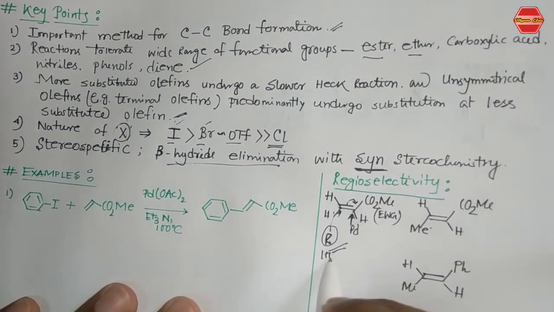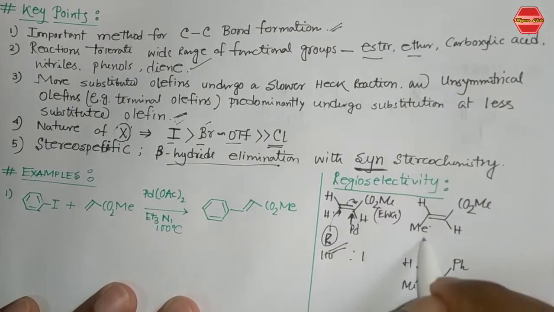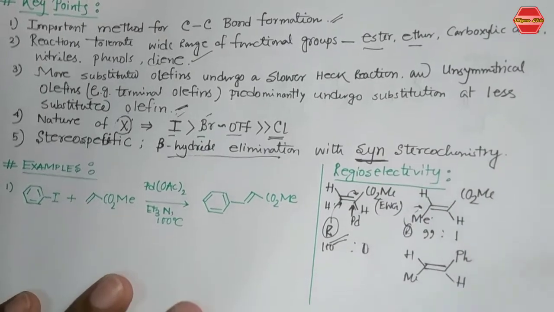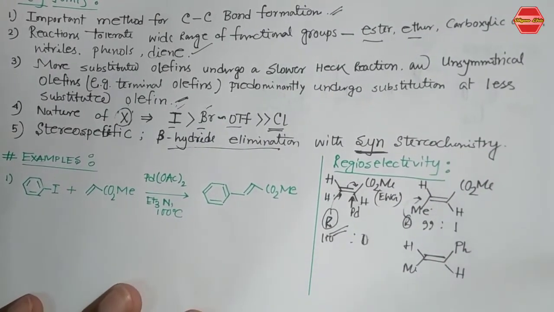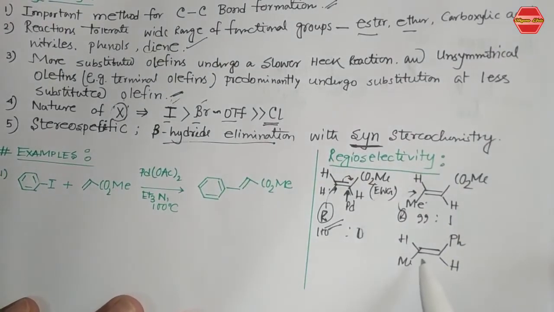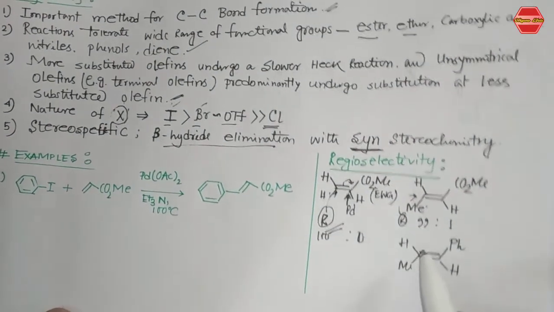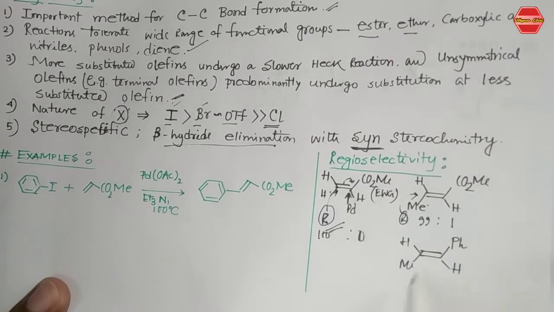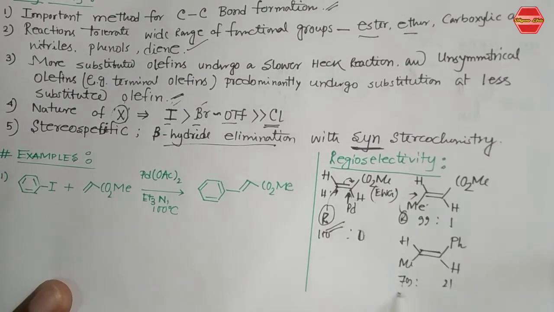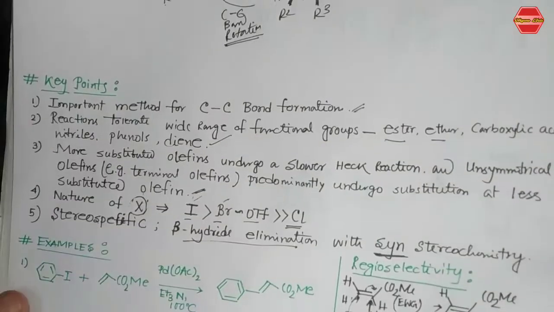So this is your 100 is to 0, and this is your 99 is to 1. So any kind of R group can directly attack over here, and in this position you are getting a carbon-carbon bond functionalization. And finally you are getting this. If you have this kind of compound, you are getting the 79 to 21 kind of ratio. So this is our regioselectivity of these reactions.